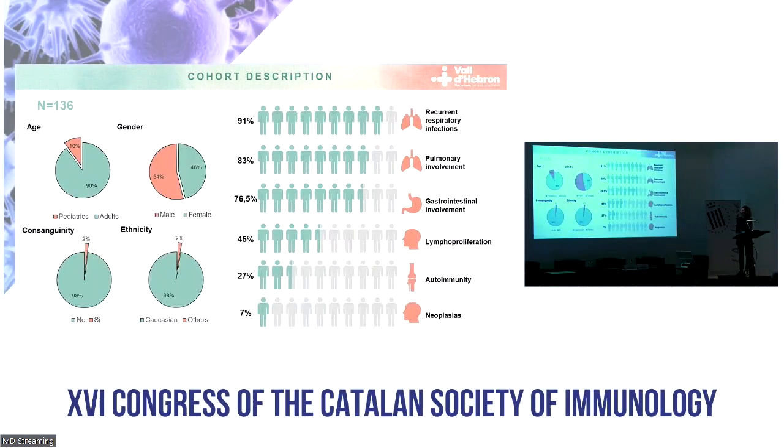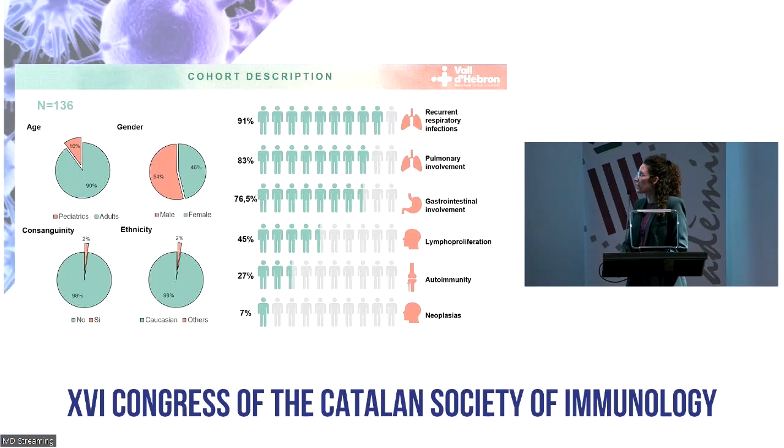So finally, we were able to create a cohort with 136 patients. Most of them were adults, 90% of them, with a small representation of pediatric patients, in 10% of them. Regarding gender, we observe a balanced distribution. We see 54% of male and 46% of female. We just observed 2% of consanguinity in our cohort, and the most frequent ethnicity was Caucasian, with 2 patients from Latin America and 1 patient from Asia.